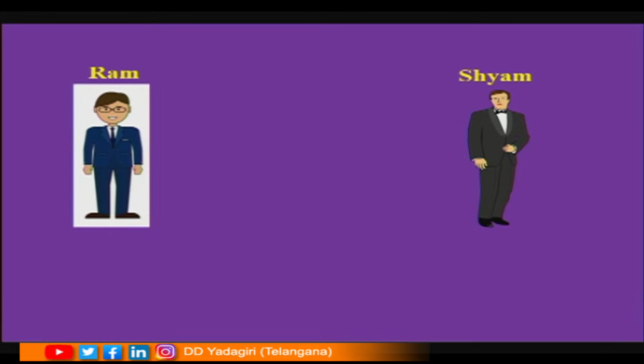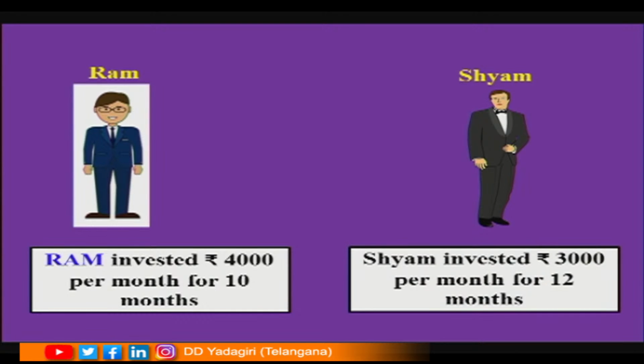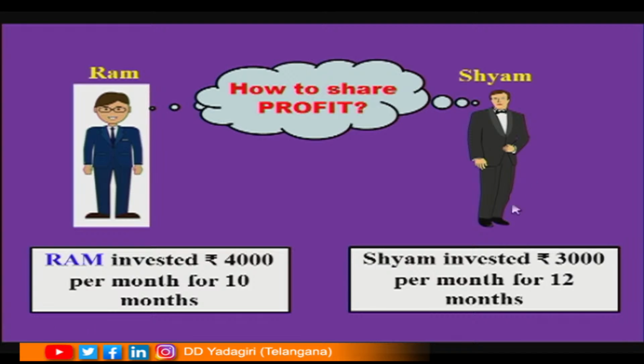Coming back to our previous problem about Ram and Shyam, we have seen that Ram has invested 4,000 rupees per month, but he has invested for only 10 months, whereas Shyam invested 3,000 rupees per month, but for 12 months he has invested. Now, we need to find how to share the profits. Now, notice that Ram invested more money, that is 4,000 rupees, but for less period, that is only 10 months, whereas Shyam has invested 3,000 rupees, but for more time period, that is 12 months.